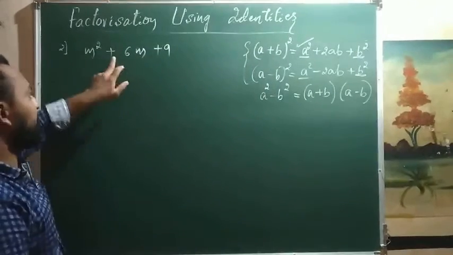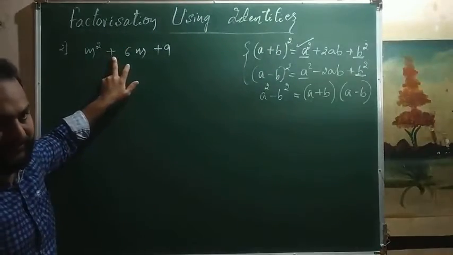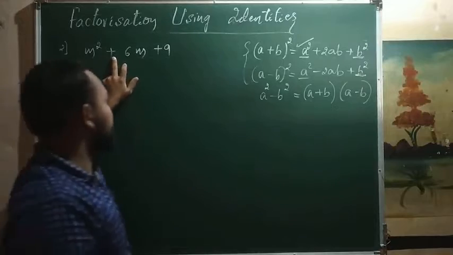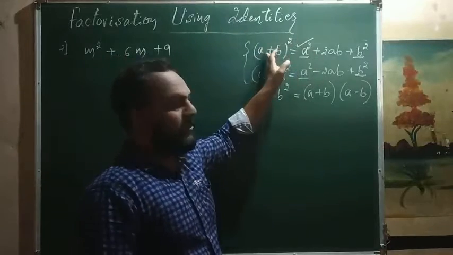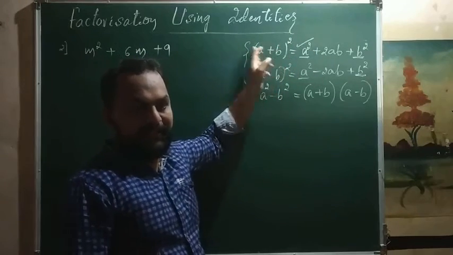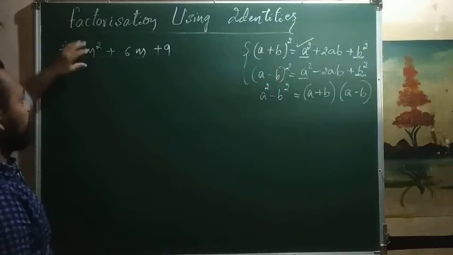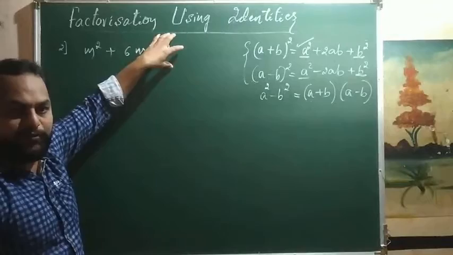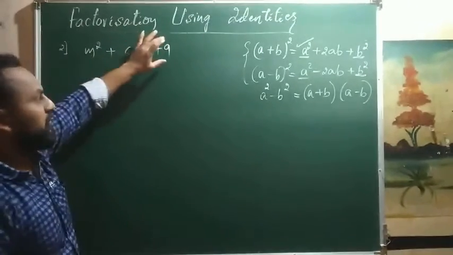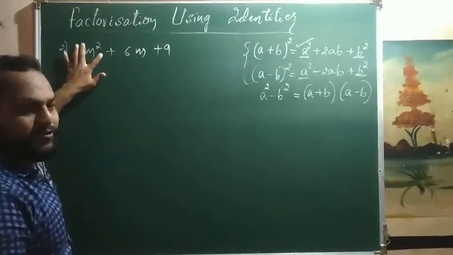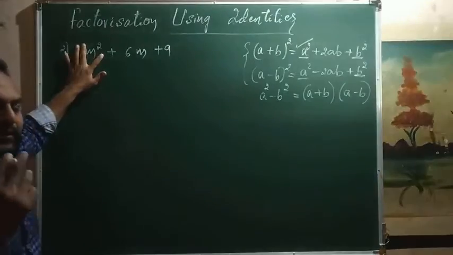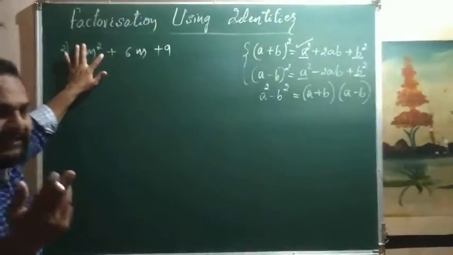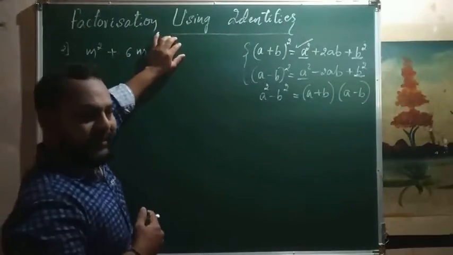Next, look at the sign of the middle term. Here the sign of the middle term is positive, means the first identity. Next, third step: the first and third terms are perfect squares. Yes, the first and third terms are perfect squares. Here the square root of m square is m, and the square root of 9 is 3.